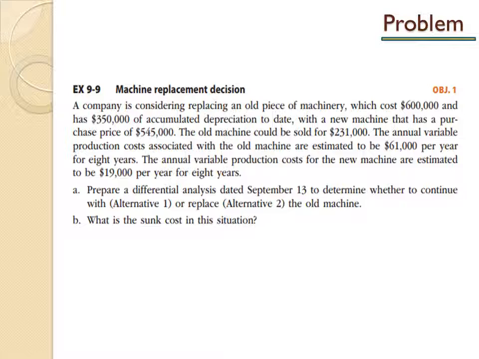The annual variable production costs associated with the old machine are estimated to be $61,000 per year for 8 years. The annual variable production costs for the new machine are estimated to be $19,000 per year for 8 years. So our task is to prepare a differential analysis dated September 13 to determine whether to continue or replace the old machine. And another question is, what is the sunk cost in this situation? Let's find out.